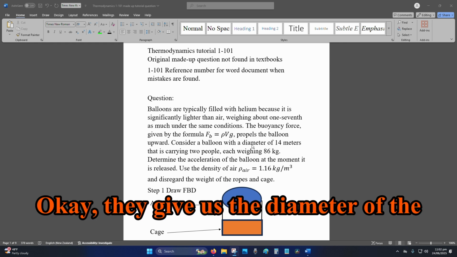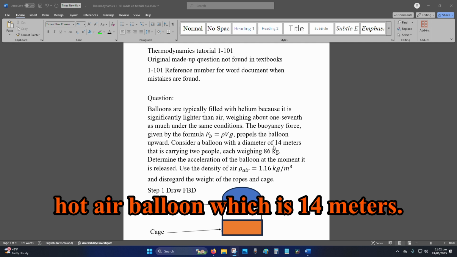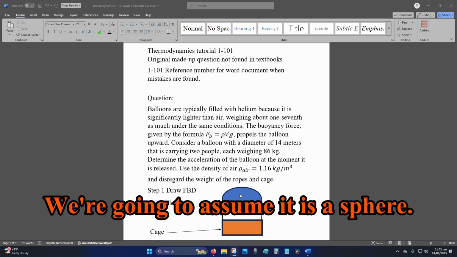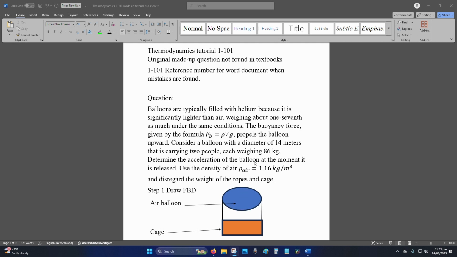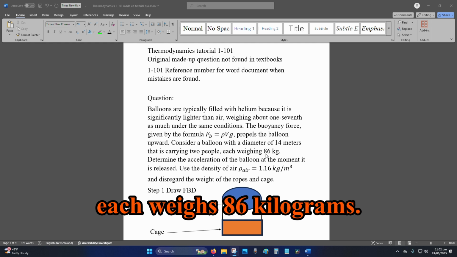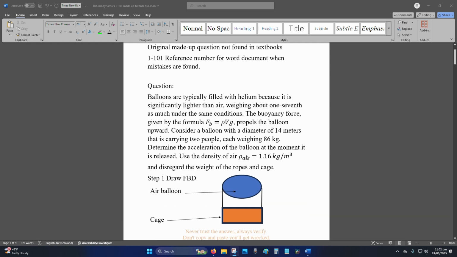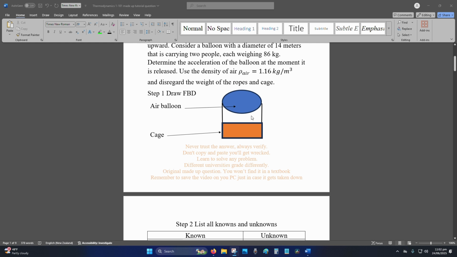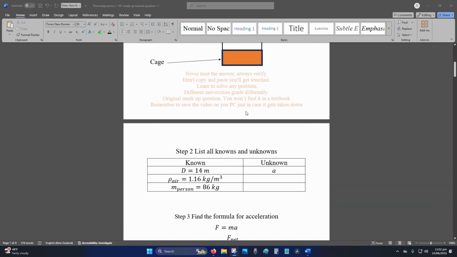Okay, they give us the diameter of the hot air balloon, which is 14 meters. We're going to assume it is a sphere. We have 2 people, and each weighs 86 kilograms. So draw your free body diagram, your FBD. This will help you visualize the problem.